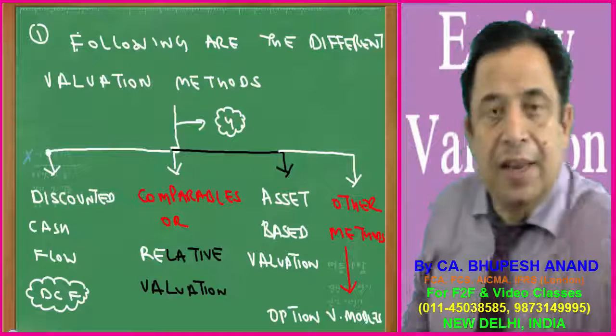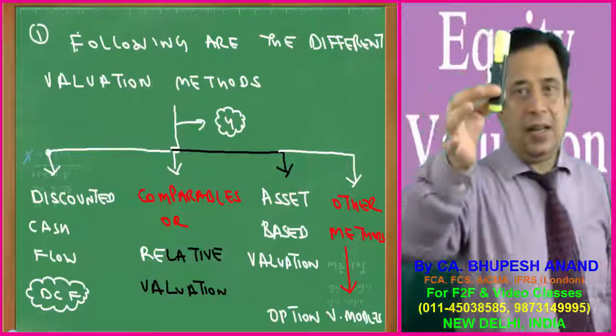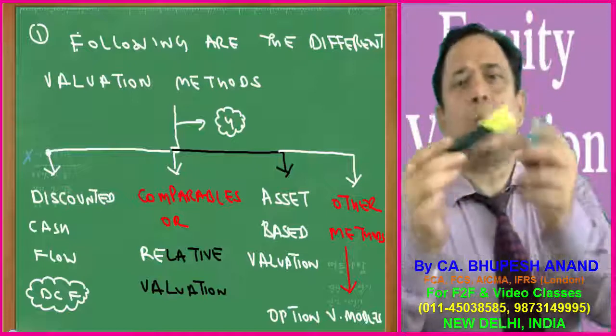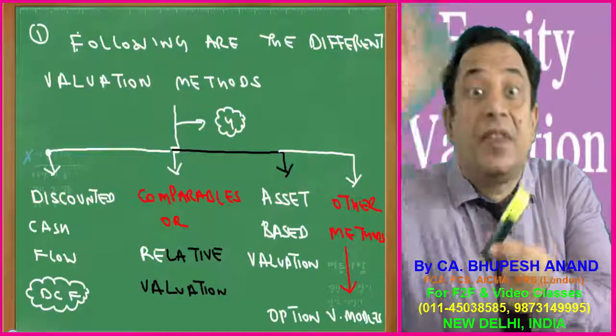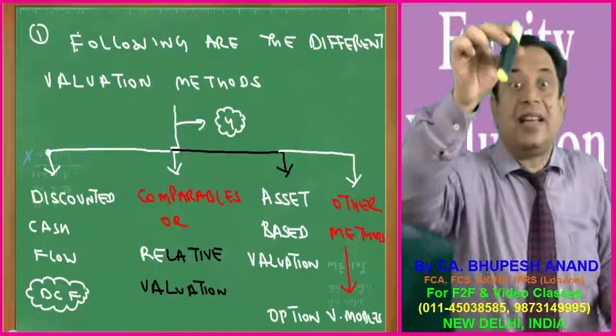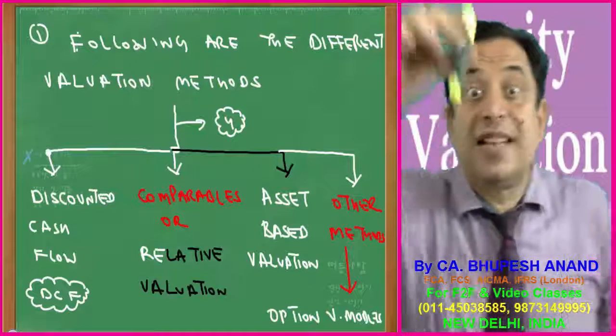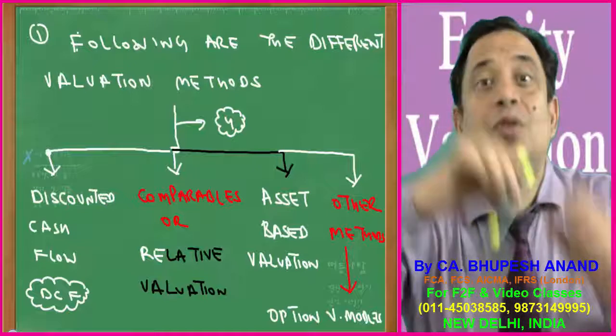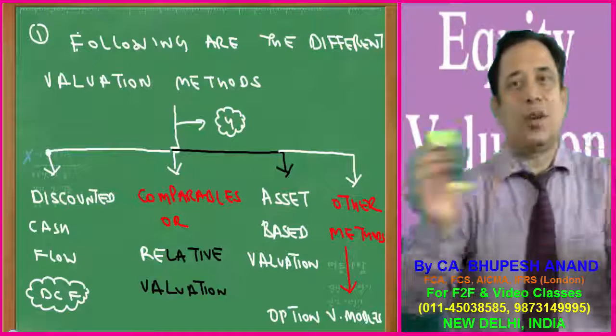For example, if I am purchasing this highlighter, then the price can be 20 rupees, but the benefit which I will be getting from this highlighter can be different. So that is named as a value. Value is different from price. These are two different concepts.